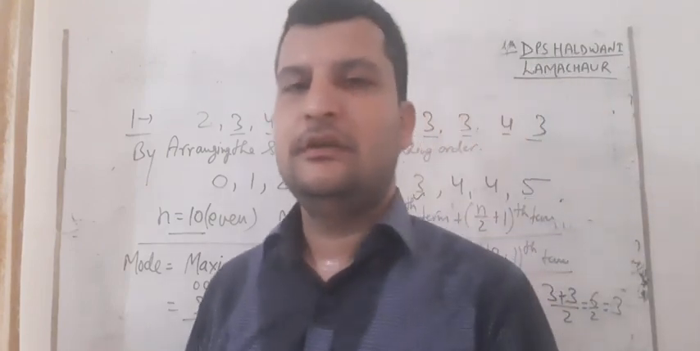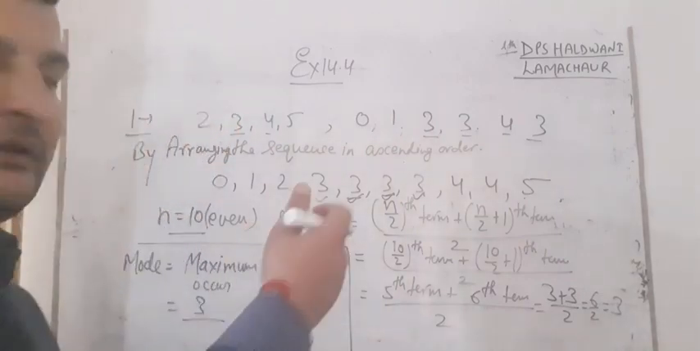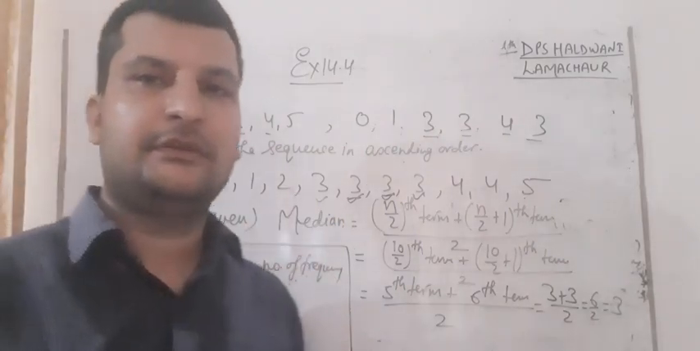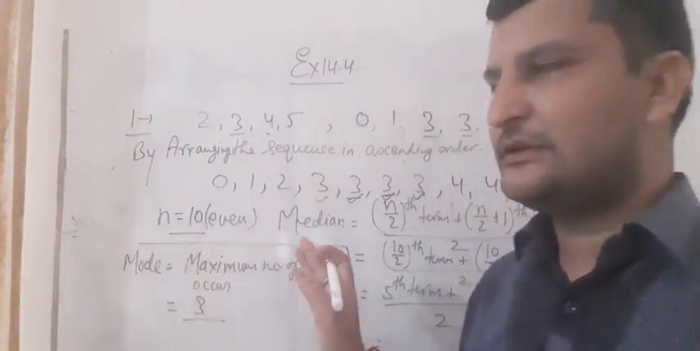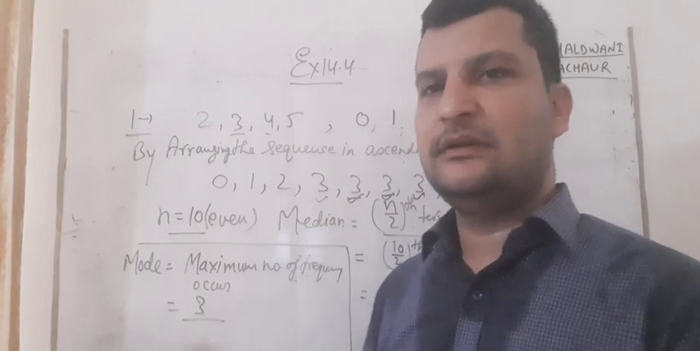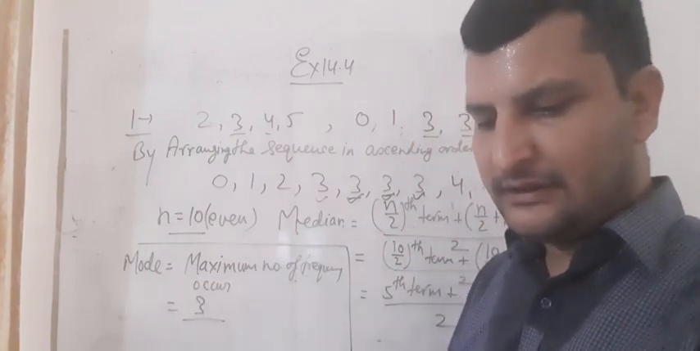So students, you have to find the mean, median and mode of the data with the help of this question. You can do it yourself, students, because this is the same as that question. Only the numbers are changed, only the digits are changed. So you can find the mean, median and mode of this data easily.